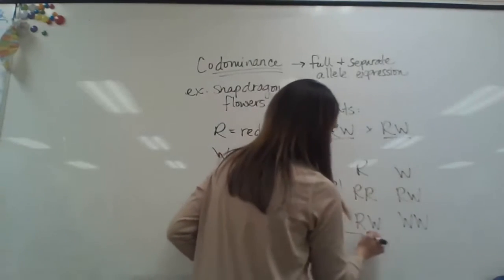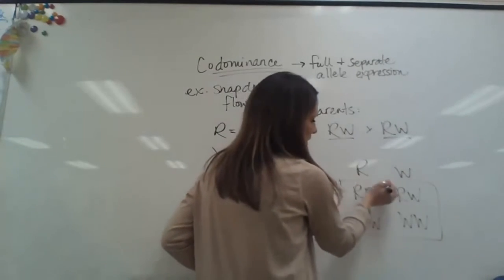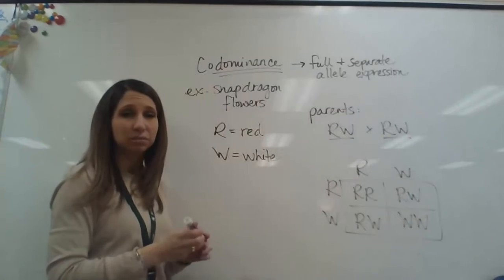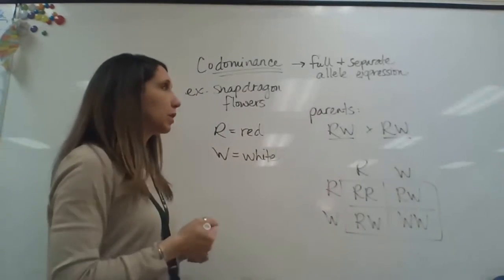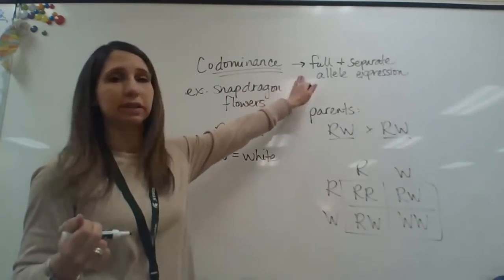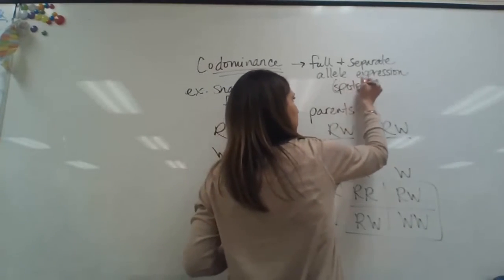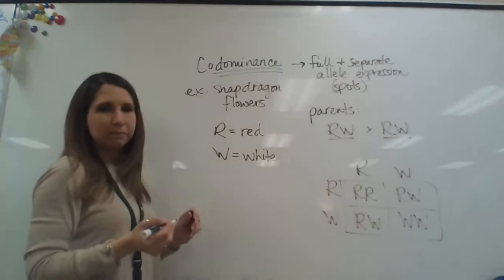Anytime we cross two heterozygous individuals, we get the same general ratio, but what's going to differ here is how we interpret that in terms of a phenotype. So in codominance, again, we get full and separate allele expression. This creates things like spots or stripes or something like that.